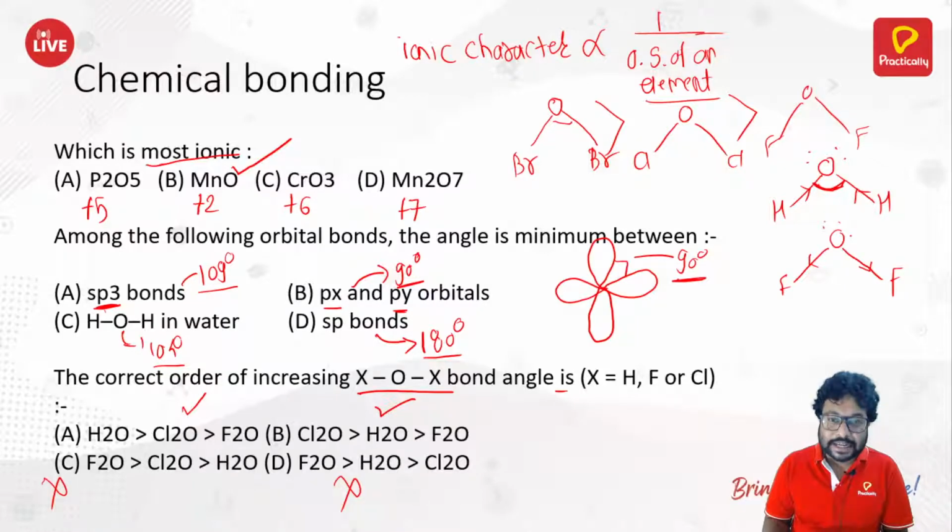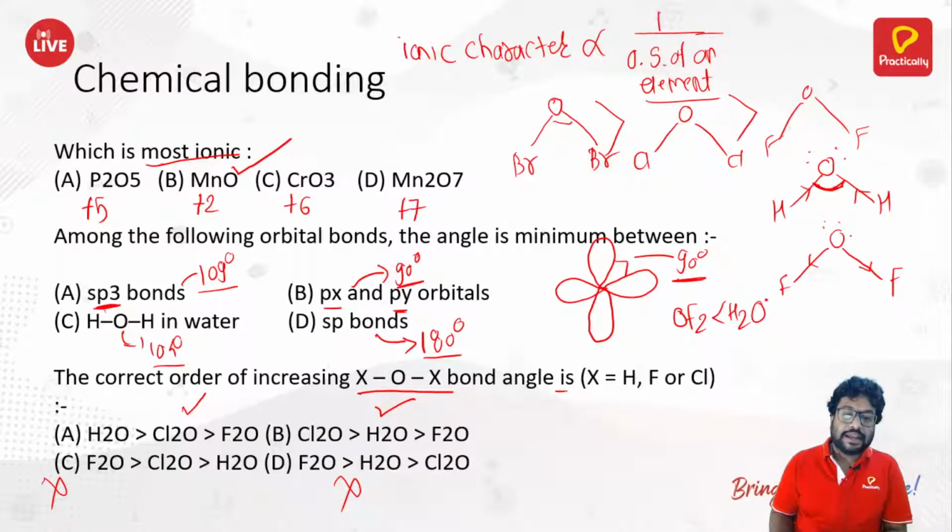When the repulsion decreases, the bond angle decreases. That is why the bond angle is lesser in OF2 than H2O. That is why the correct answer is Cl2O, then you have H2O, then you have F2O. That means A is wrong and the correct answer is B.